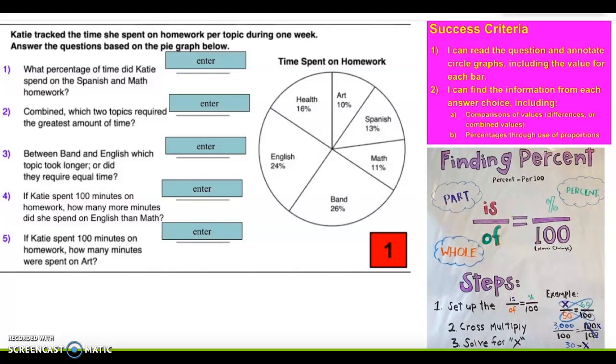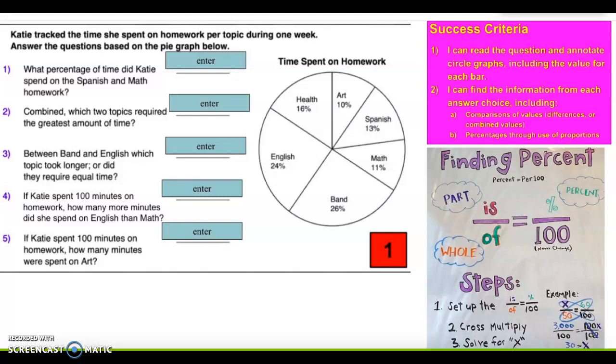Success criteria for today is: I can read the question and annotate circle graphs, including the values of each bar. Number two, I can find information for each answer choice, including A, comparison of values, differences or combined values, B, percentages through the use of proportions. I also included the anchor chart, which helps you set up the proportion on how to find percent. Remember that the proportion we will be using throughout this assignment is part to whole compared to percentage over 100. So I'm going to start by reading the first question.